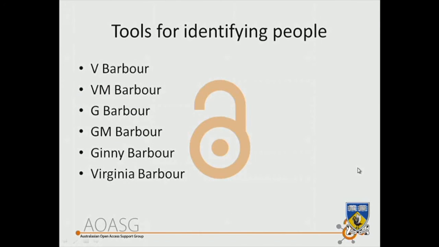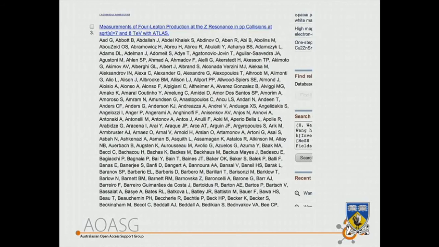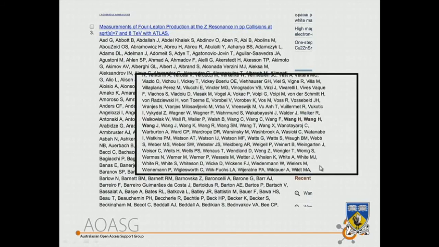Okay, I'm going to jump over a couple of things. So, other tools for identifying people. We all know this kind of problem. We've all seen papers with hundreds of authors. It's kind of bad enough if your name is something like mine, which has a few possible ways of looking at it. But if you've got a very common name like Wang, you're in real trouble here, because who on earth is going to be able to tell what you did on this paper?